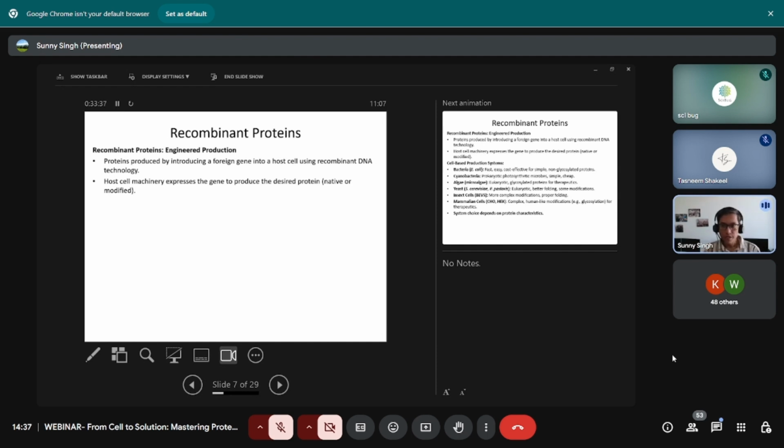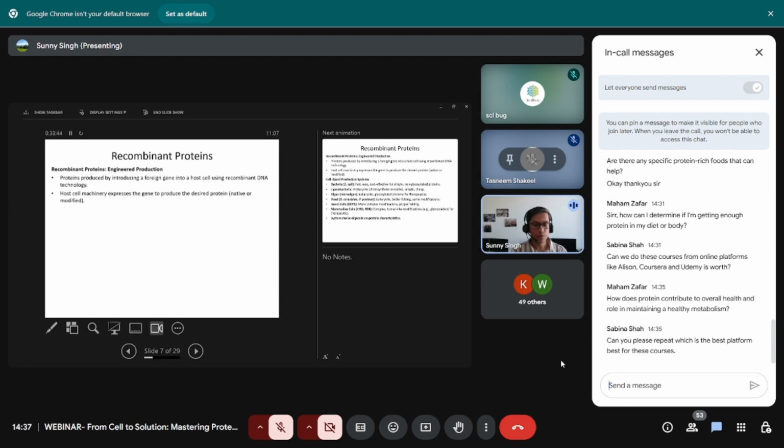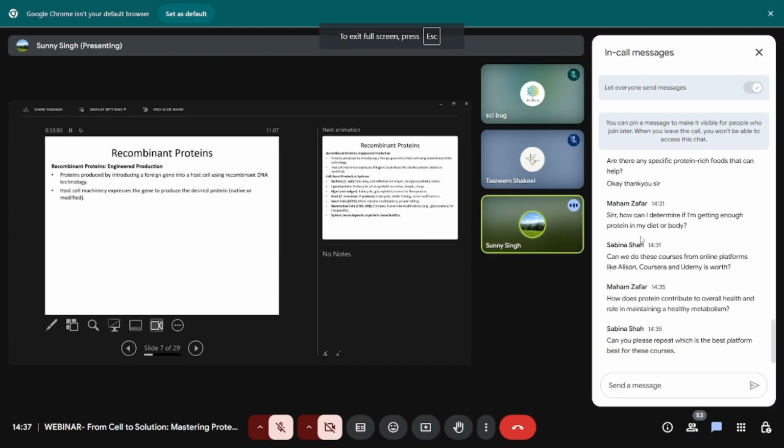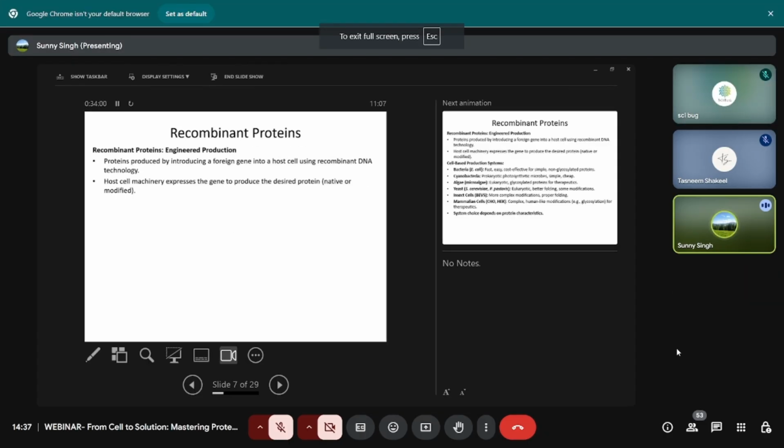So recombinant proteins: the host cell machinery expresses the gene. You might have heard, or have already experienced, possibly some of you, maybe not all of you. Some people have already done molecular cloning in their lab, or at least did something when somebody was doing cloning. At least did a restriction digestion to run a plasmid on an agarose gel.